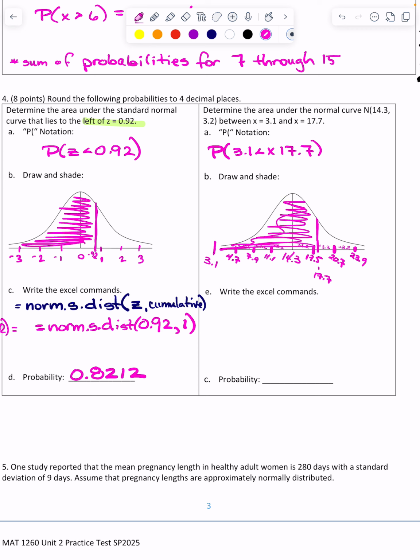Okay, so 3.1 is somewhere way down here. Our Excel command this time is just going to be normal distribution, norm.dist. When you type that in, it is going to ask for the x value, the mean, the standard deviation, and again, that cumulative. Now, because this accumulates from the left, what we're going to do is go all the way up to the 17.7. So we're going to go norm.dist.